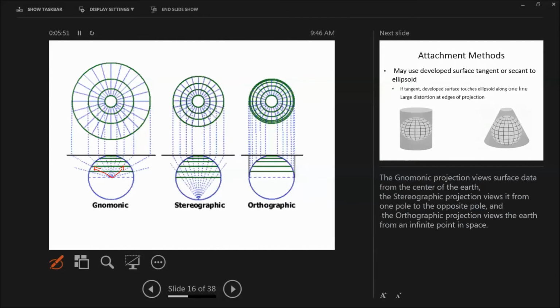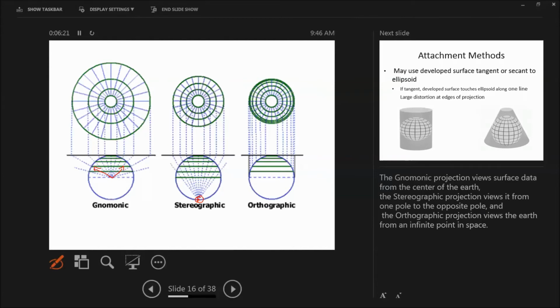The shape wouldn't change. They are all going to be concentric circles, and all the longitudes are going to be intersecting lines here. However, the size and the scale is going to be different. Stereographic, we put the center of the projection, or the light bulb, here. This is the center. And then when we project, it's going to look something like this here.